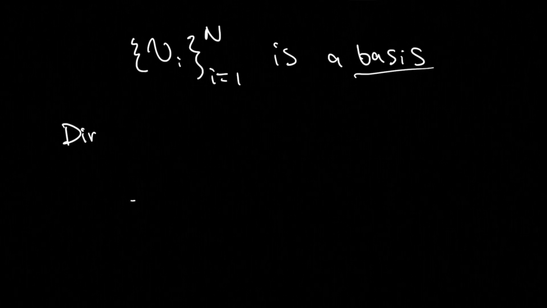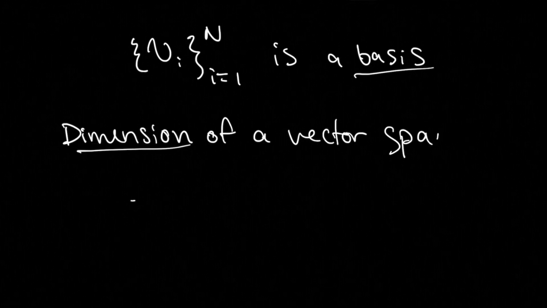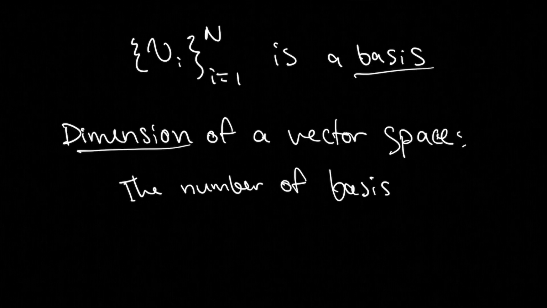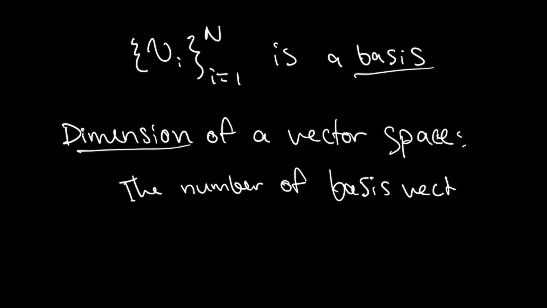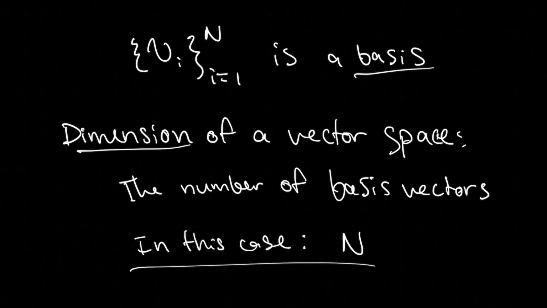Lastly, the dimension of a vector space is the number of basis vectors. In this case, that would be capital N.